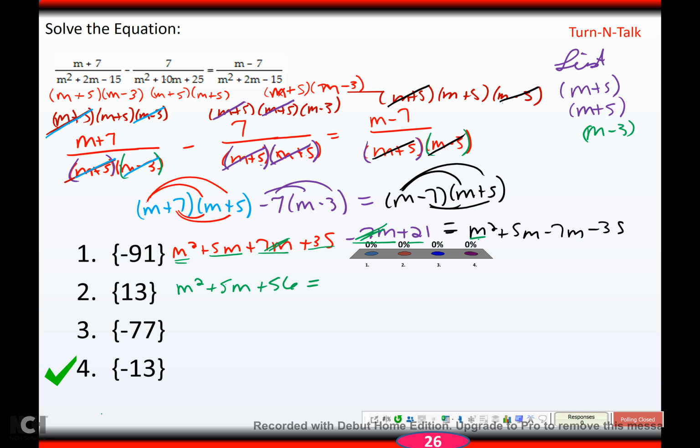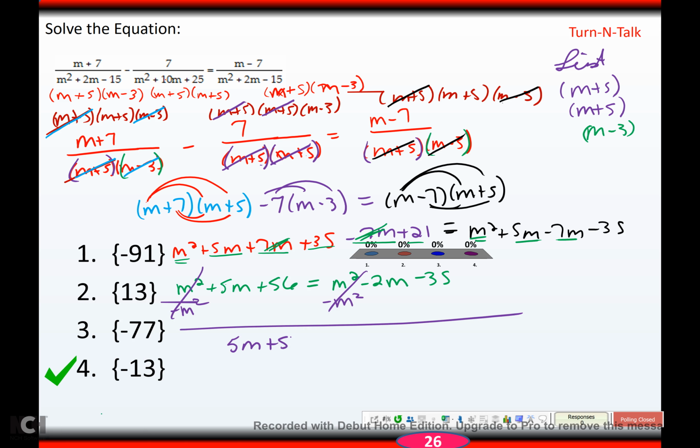On the other side, I have an M squared. 5M minus 7M is negative 2M, minus 35 comes down. So now we're going to get the second degree, so I've got to get 0 on one side. So minus M squared, minus M squared. Hey, look at that, I don't have a square anymore. Now I just have 5M plus 56 equals negative 2M minus 35. So now we've gone from having to get two answers to only having to get one.